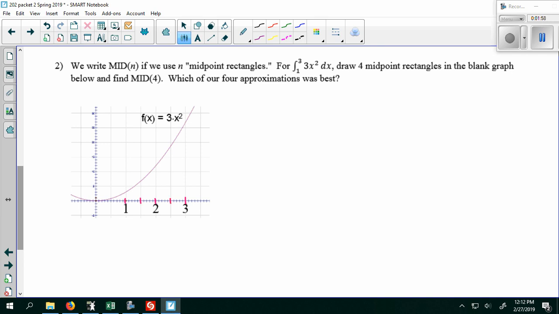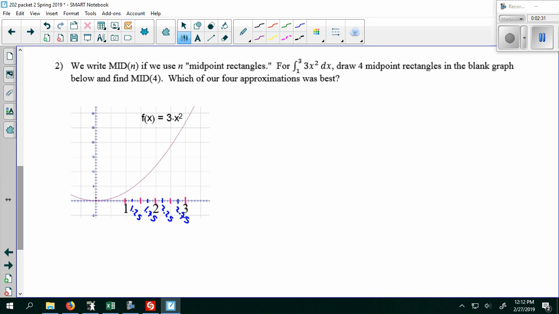So for each interval, the height of the rectangle that I build over that interval is going to be the height of f of x equals 3x squared at the midpoint of that interval. So I need to calculate these midpoints. So this is 1.25. This one halfway between 1.5 and 2 is 1.75. Halfway between 2 and 2.5 is 2.25. And halfway between 2.5 and 3 is 2.75.